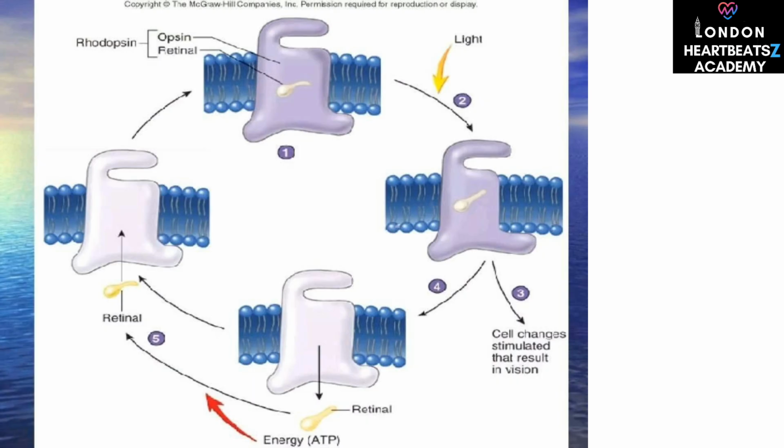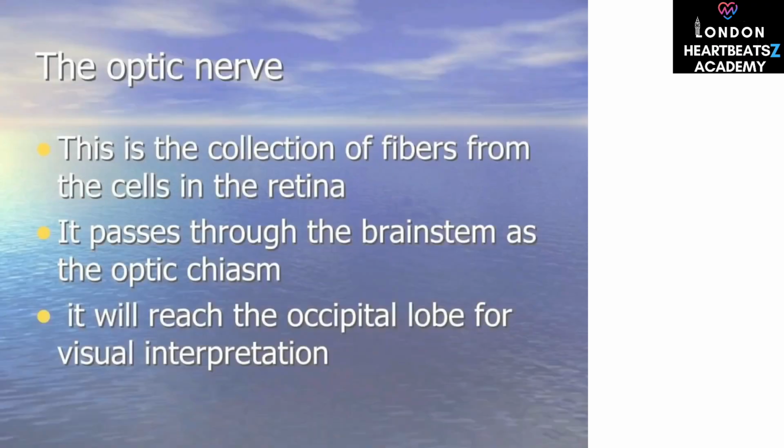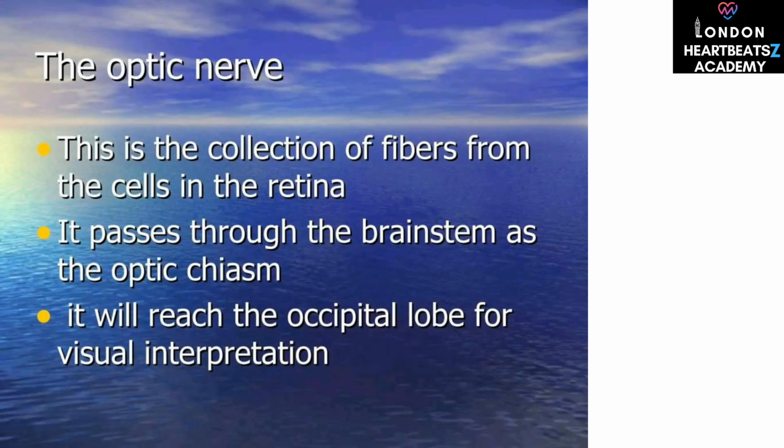The process of phototransduction is a cyclical process. Light hits rhodopsin, causing a change that stimulates a cell change resulting in vision, and then the components are recycled. The optic nerve is a collection of fibers from retinal cells. It passes through the brainstem as the optic chiasm, and eventually reaches the occipital lobe for visual interpretation.